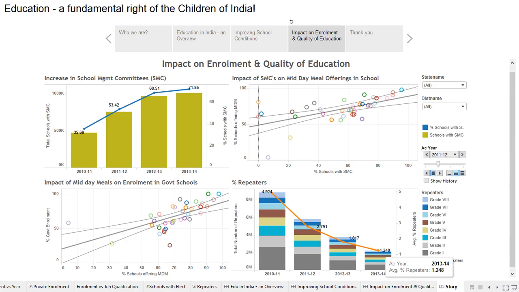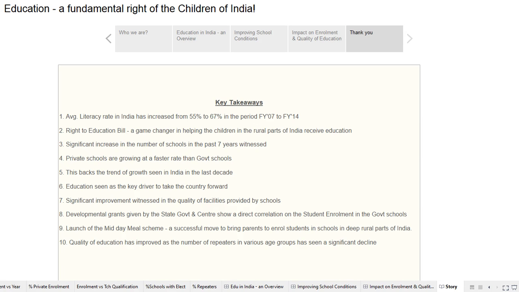So while the enrollment is going up, while the number of classrooms are increasing, number of schools are increasing, the repeaters are coming down, which is a direct impact of all the good work that the government of India and the state government are doing by providing amenities, by providing qualified teachers, thereby helping improve the literacy rate of the country. With that, I will take you to the final slide, which talks about the key takeaways.